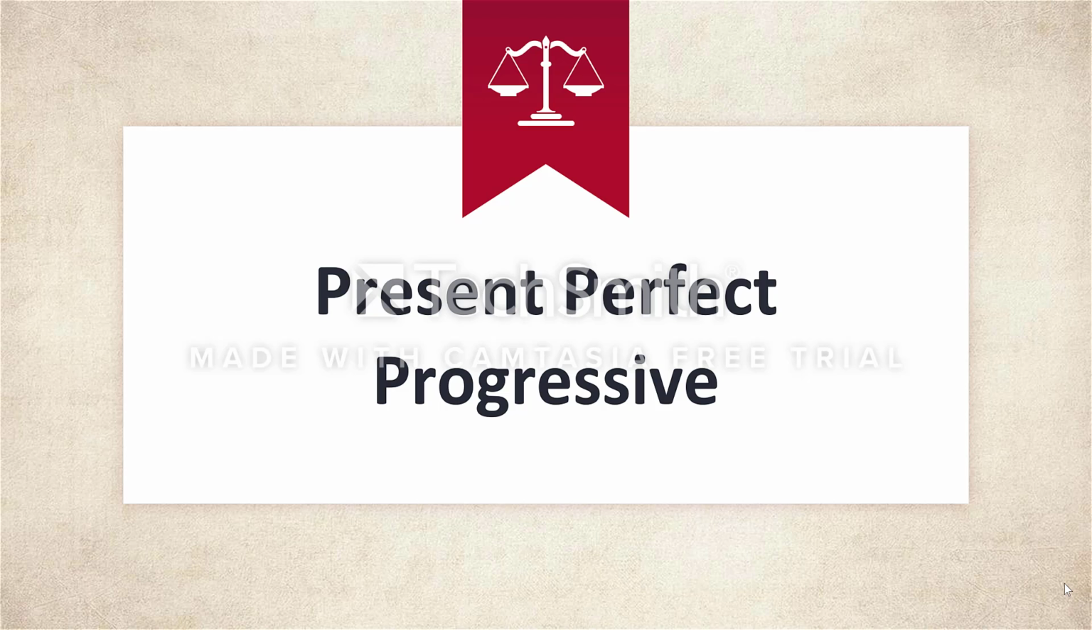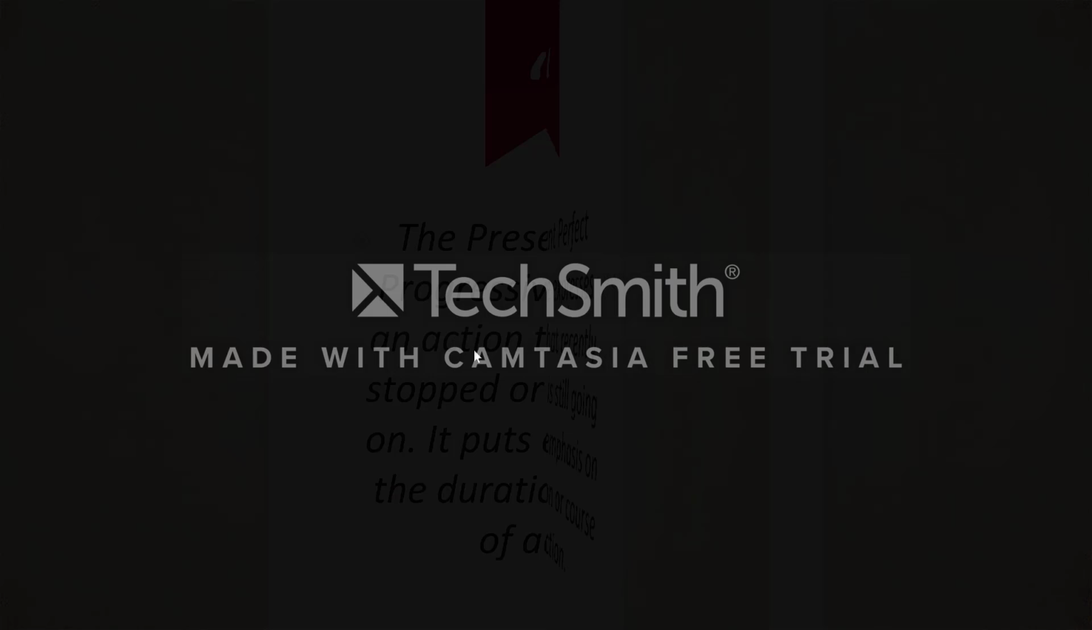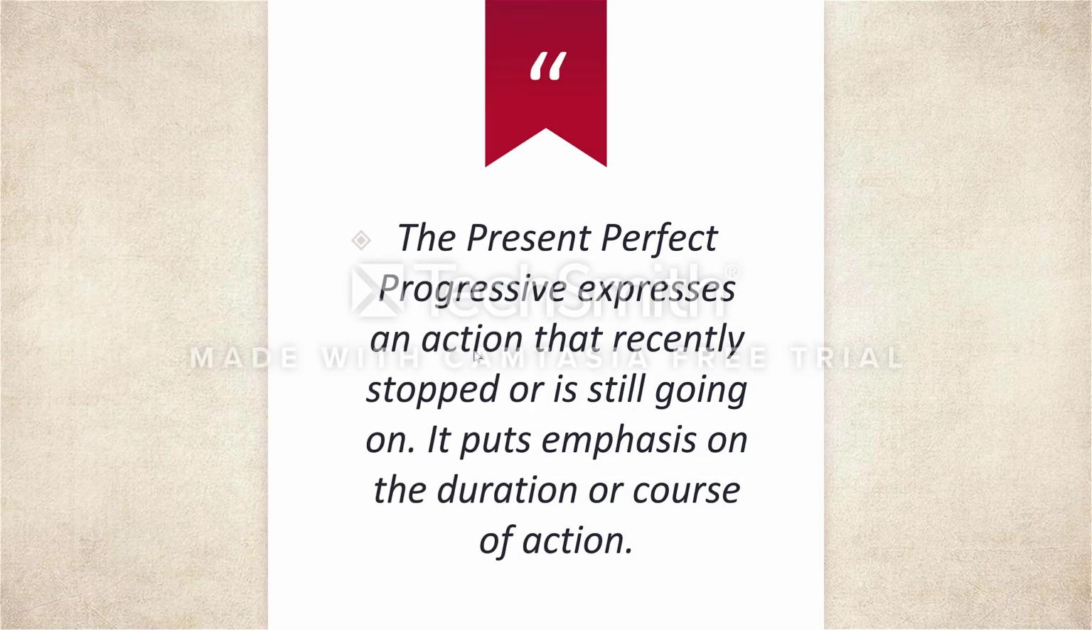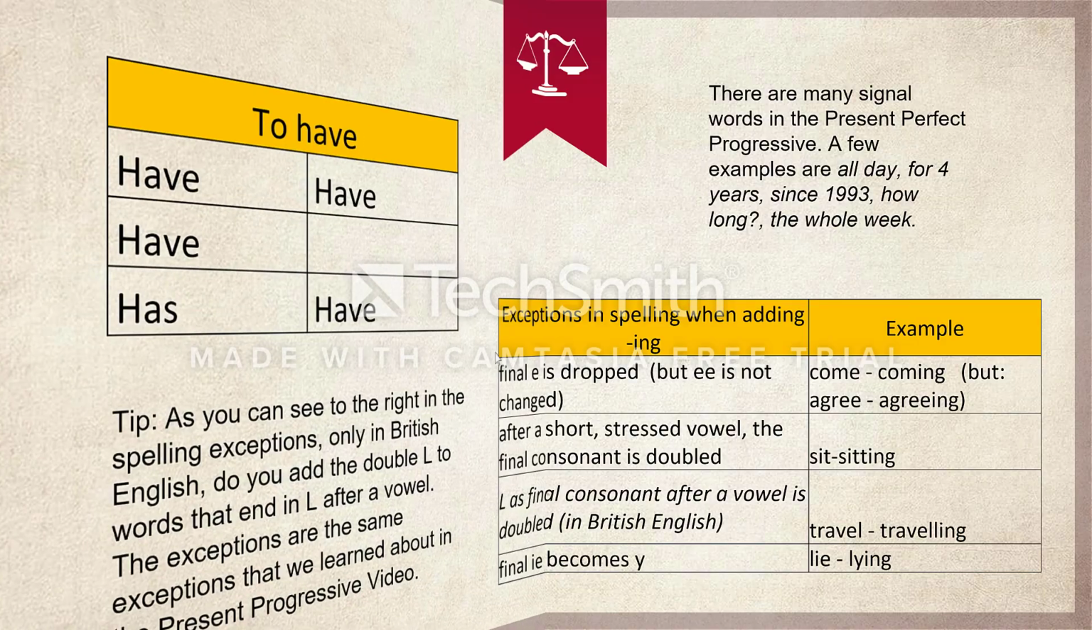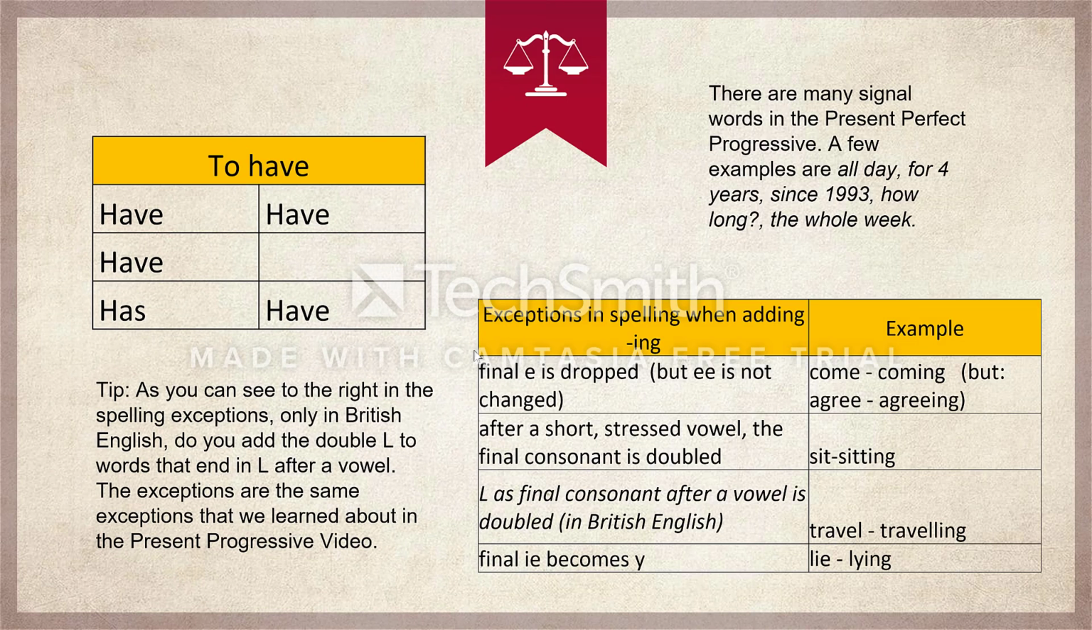So if you remember, in last class we talked about the present perfect simple, and now we will continue with the pattern and move on to the present perfect progressive. The definition of the present perfect progressive states the following: the present perfect progressive expresses an action that recently stopped or is still going on. It puts emphasis on the duration or course of action. Again, as normal, we'll break that into parts later on.